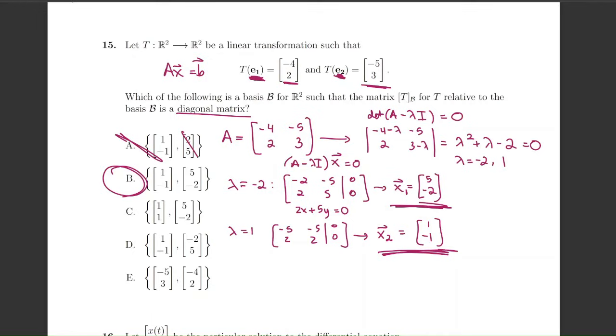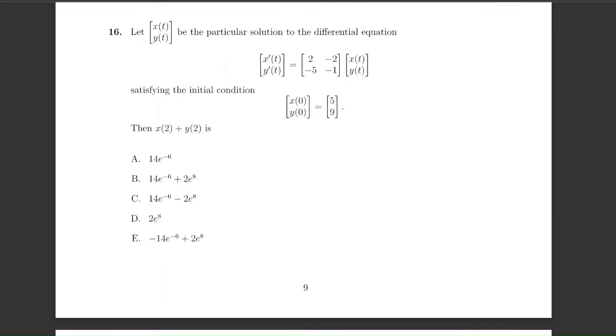And just to reiterate, the actual transformation matrix that's associated with these two basis vectors is going to be given by the eigenvalues that we obtained. So it'll be negative 2, 0, 0, 1. That would actually be our transformation matrix relative to the B basis. But our B basis is going to be composed of our eigenvectors because that's going to give us a diagonal matrix for the transformation. So our answer is B.